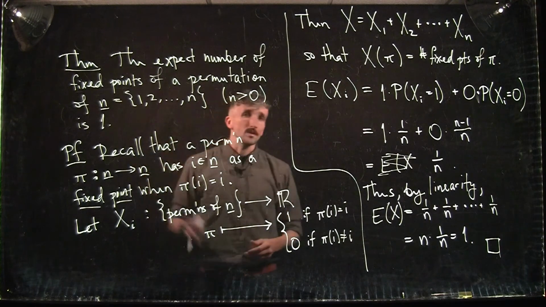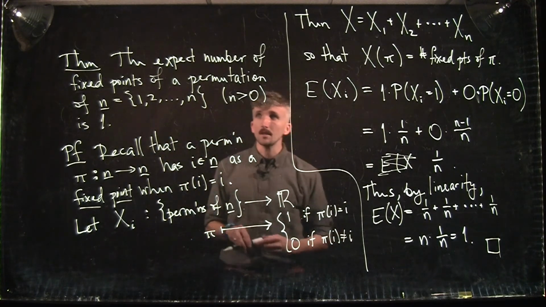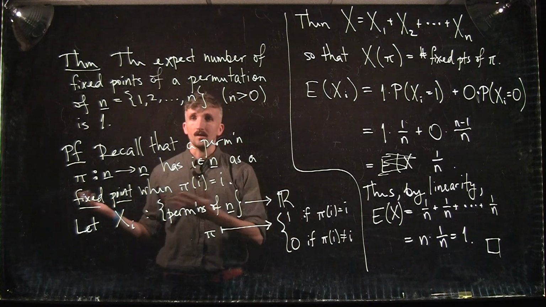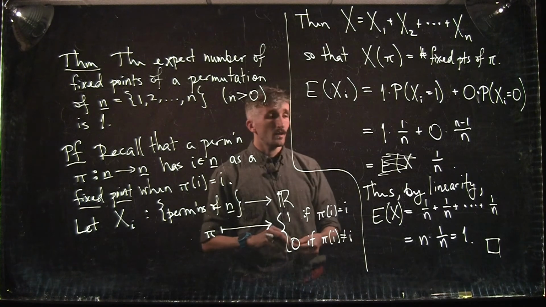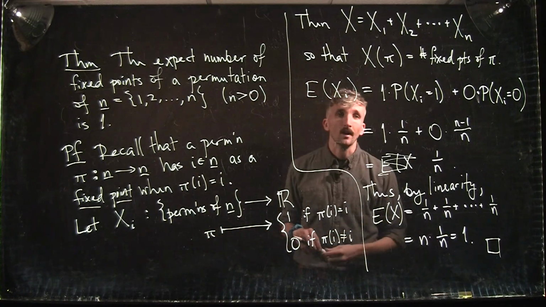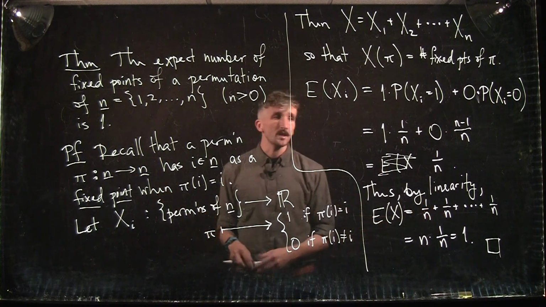Since n here was any natural number, it's fair, given this theorem, to say that if we're talking about a permutation of a non-empty finite set, no matter the size of that set, we expect that permutation to have one fixed point. Okay, so this is the power of linearity.